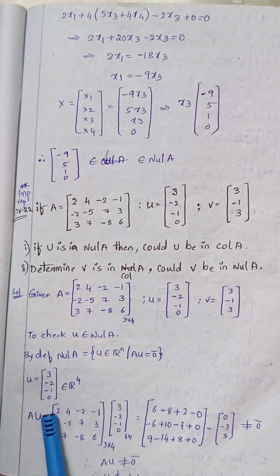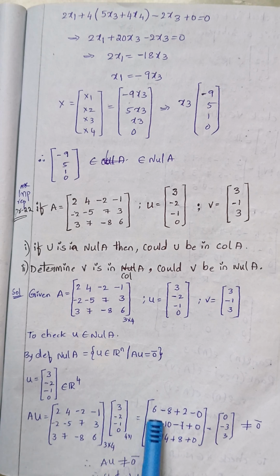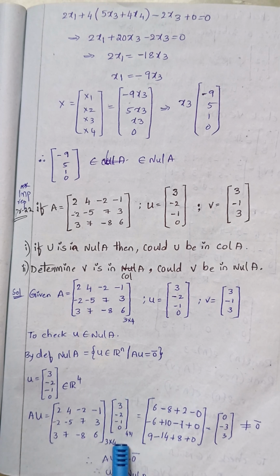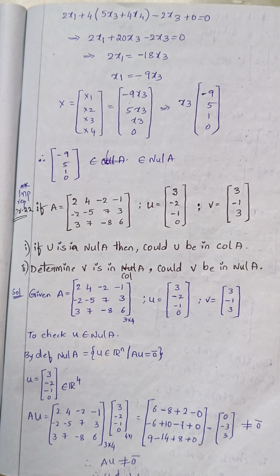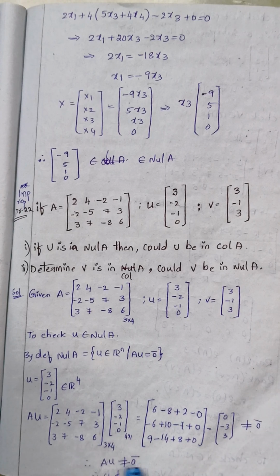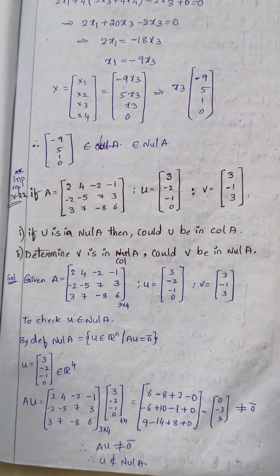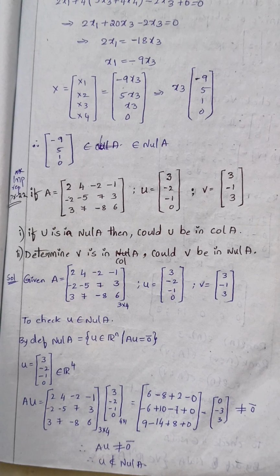So, A times U: first row into first column, 2 3s are 6, 4 minus 8, minus 2 into minus 1 plus 2, 0. And second row into first column. Third row into first column, 3 3s are 9, 14, here plus 8 plus 0. Like this we are getting some vector which is not equal to 0. In the sense, AU not equal to 0 means U does not belong to Null A.